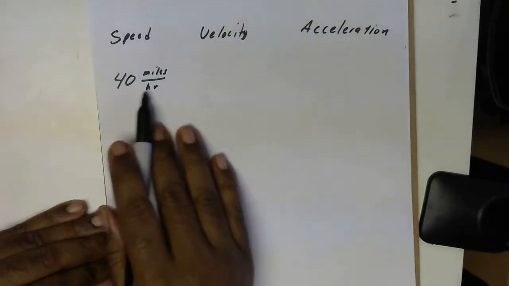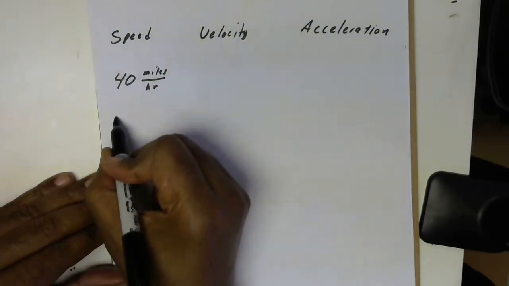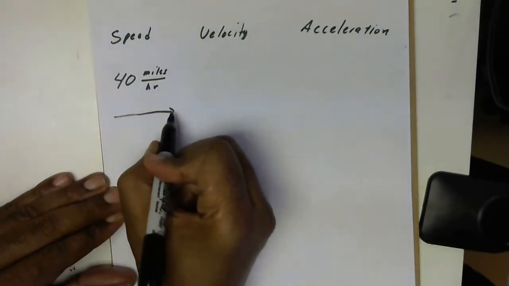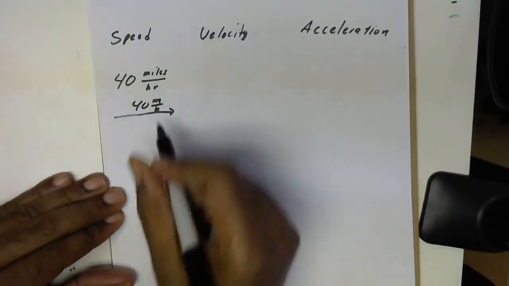And because I only live maybe 10 miles from school, it only takes me about 15 minutes to get to school at this speed right here. Now, with speed, going to school, this line is me going to school, that's 40 miles per hour.